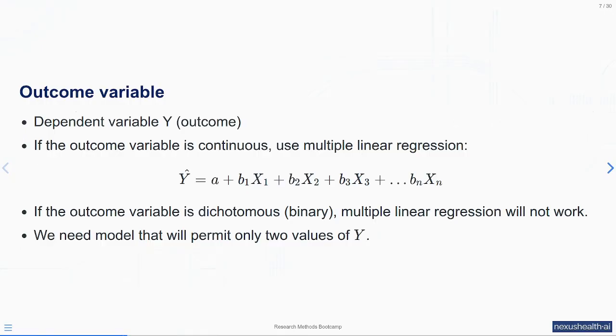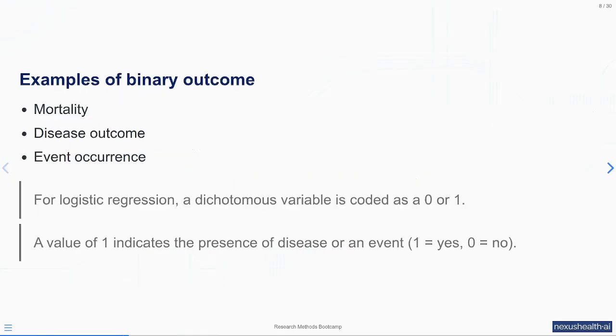So we need a model that can permit only two values of y, because the dependent variable takes only two values. Remember, it's binary, dichotomous, so it's either present or absent, whatever that value in consideration is. So examples of variables that have a binary outcome: mortality, disease outcome, event occurrence.